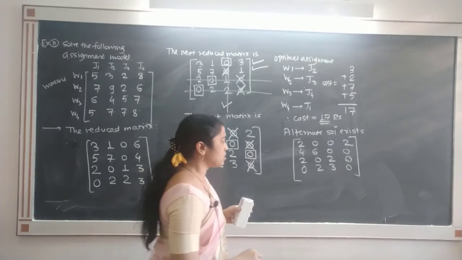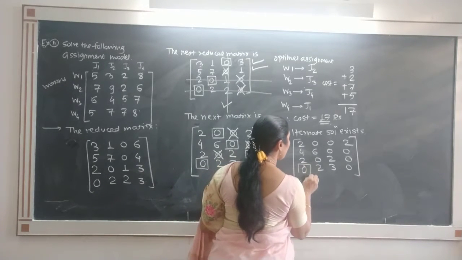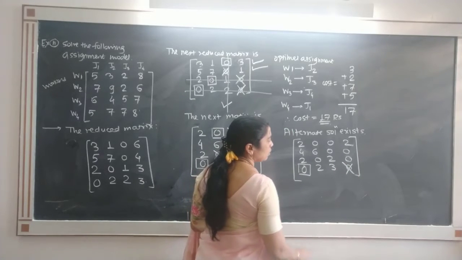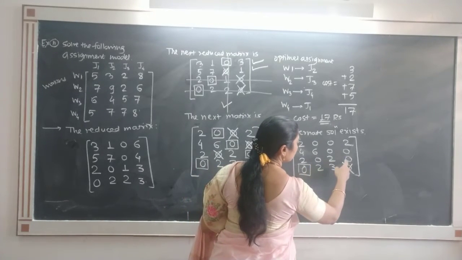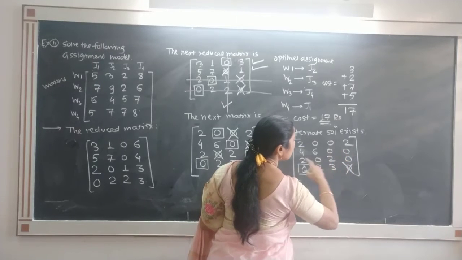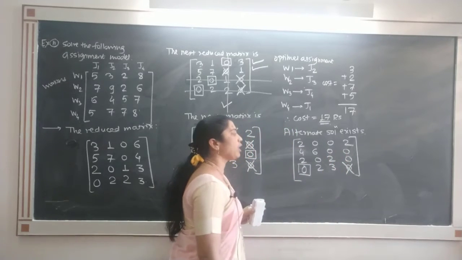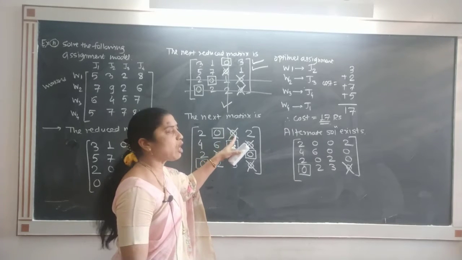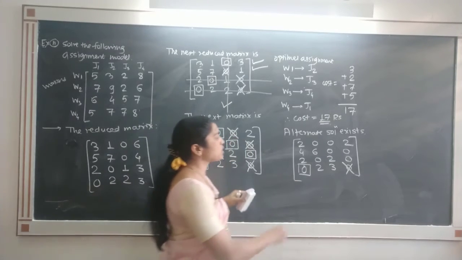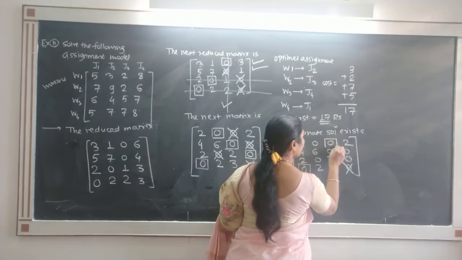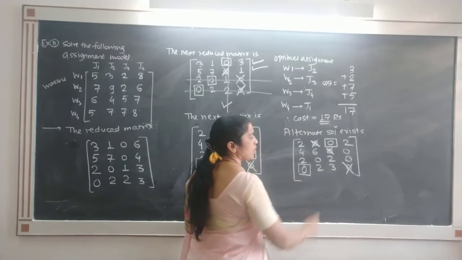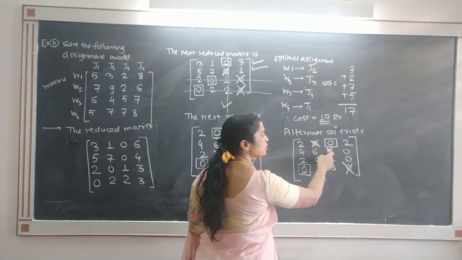Search for single 0 in first column, so box that, cross the remaining. Now there is no single 0 in any row or any column. So we can select any one. Observe, last time we have crossed this. Now suppose I will box this. So the others get crossed out, because we box this, this gets crossed out.